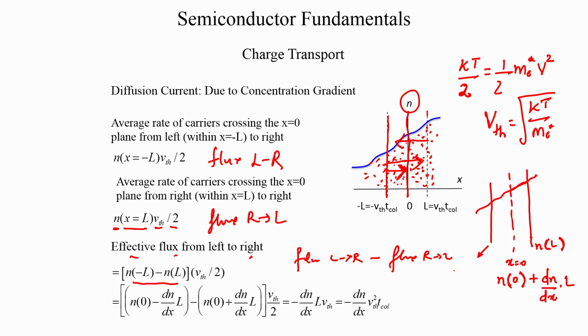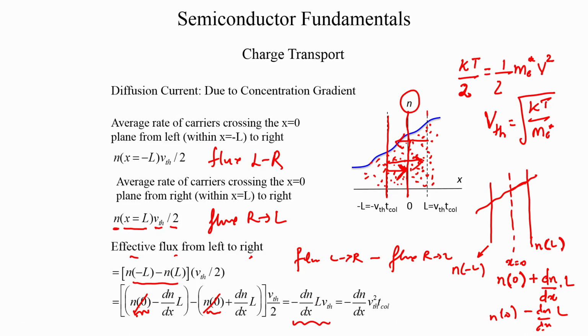Similarly, the carrier concentration here, n of minus L, is n at 0 minus dN by dx times L, okay, because the way we have drawn it dN by dx is positive and therefore these equations fit the physical picture. So this is the carrier concentration at minus L and L written in terms of the carrier concentration at x equal to 0. Now if you simply add these up, these two terms disappear and you end up with this particular term defining the effective flux from left to right.